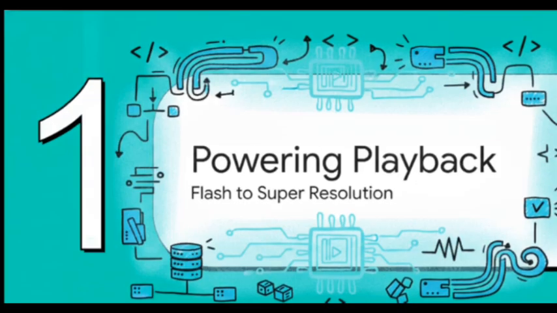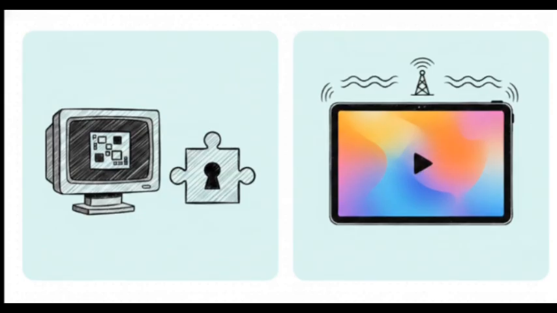Pillar number 1, the engine powering playback, from Flash to super resolution. To really appreciate where the platform is today, we have to look at the underlying plumbing. And honestly, the difference between the origins of digital video and today is literally night and day. Back in 2005, watching a video on your computer practically demanded you have the Adobe Flash Player plugin installed. You were getting a single, rigid video quality at a tiny 320 by 240 pixel resolution, all powered by this early codec known as Sorensen Spark.